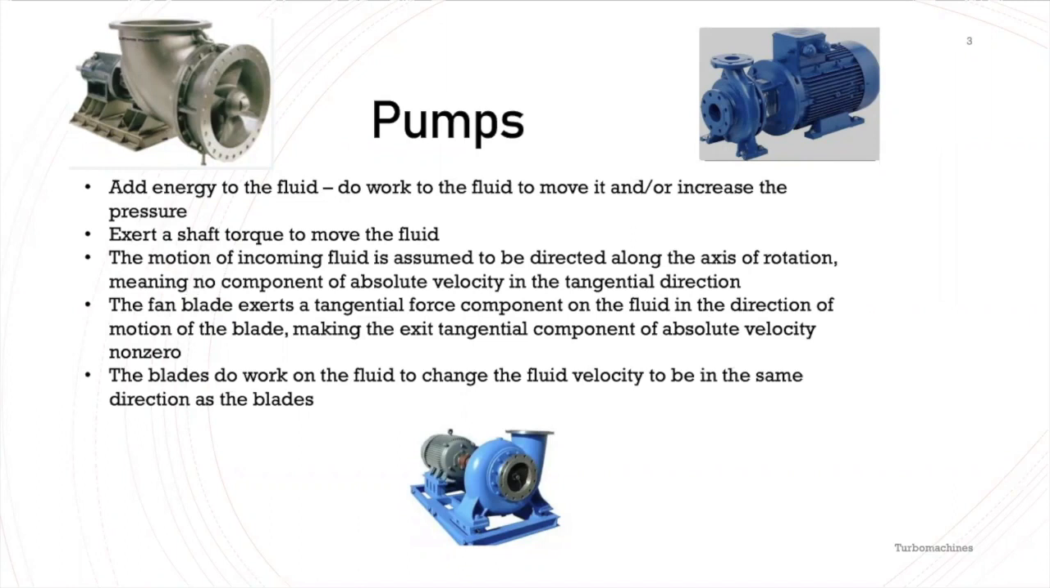The motion of incoming fluid is assumed to be directed along the axis of rotation, meaning that it has no component of absolute velocity in the tangential direction. The fan blade exerts a tangential force component on the fluid in the direction of the motion of the blade, making the exit tangential component of absolute velocity non-zero. Essentially, this means that the blades do work on the fluid to change the fluid velocity to be in the same direction as the blades.